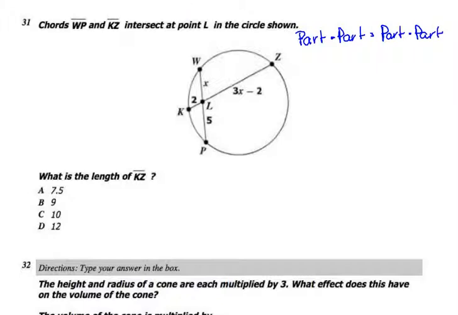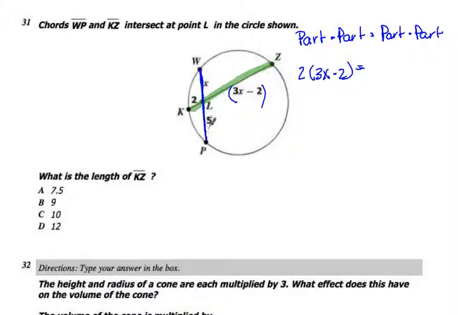So first of all, let's look at one chord. What are my 2 parts in that one chord? Correct, 2 and 3x minus 2. 3x minus 2 stays in parentheses. Is equal to, go to my second chord.